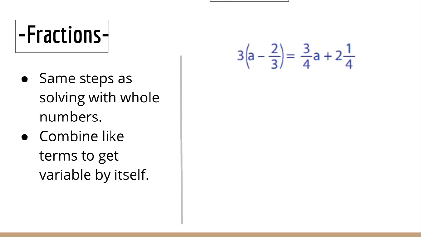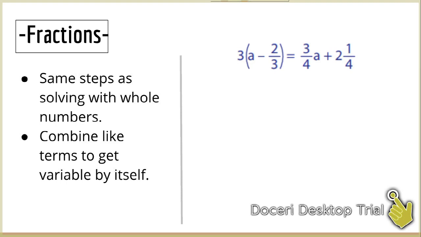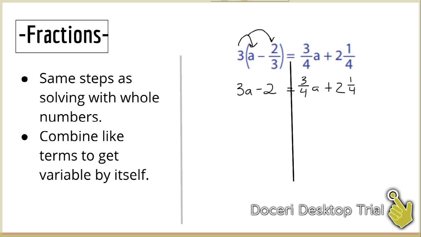All right, guys, finally, let's look at some fractions. It's the same steps as solving like normal. So if we look at our equation on the right, we're going to start with our parentheses. As we talked about just a few slides ago, this is the distributive property. So you're going to start by multiplying, which gives us 3a minus 2. And that still equals everything on this side, 3/4 a plus 2 1/4. Now on the right side, since we have the variable a, we can't just add those two together, but it's still the same step.